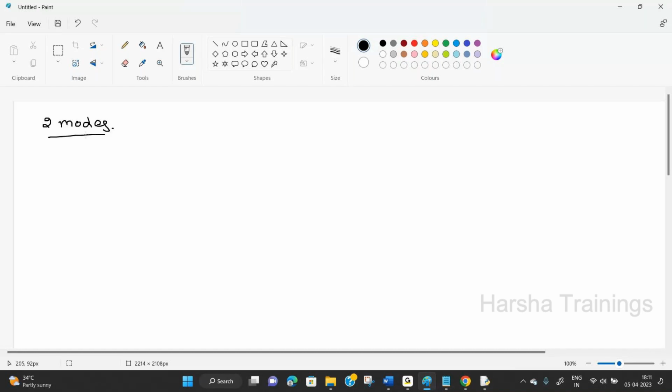Obviously, there are two modes of Python program execution. One is interactive mode. Second one is script mode. These are the two modes. For writing a Python program, depending upon your requirement, you can select either interactive mode or script mode. That is your wish.